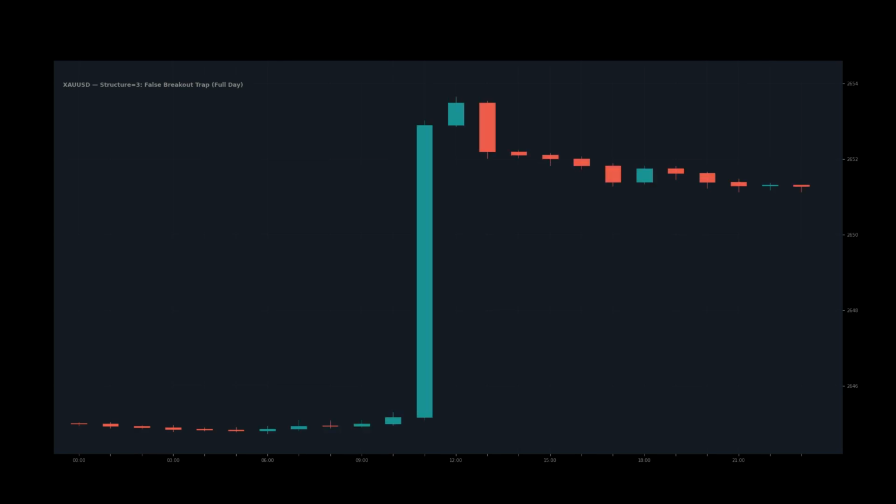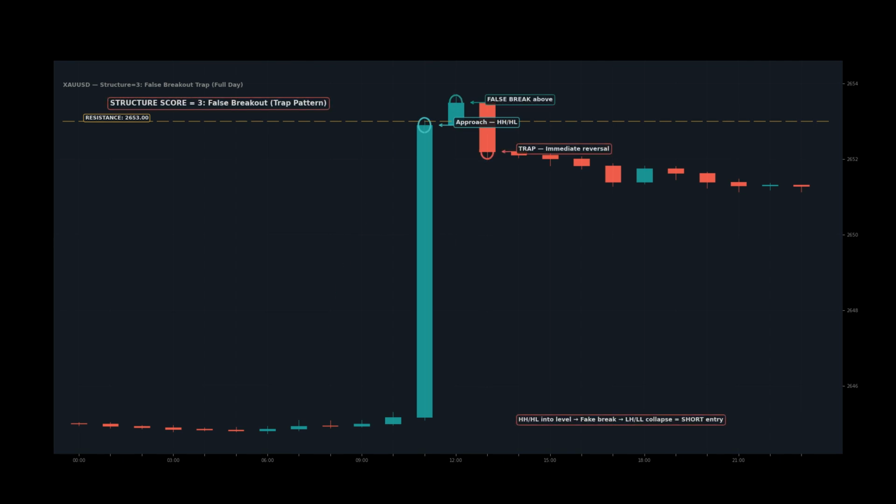The false breakout. The opposite of a clean break. Look at this full day chart. Price approaches the key level at 2653.00 through the morning session. At 12:30 p.m., price wicks above the level, but the body is small and closes back toward the range. The next candle at 1 p.m. confirms the false break by closing back inside the original range with a red body.